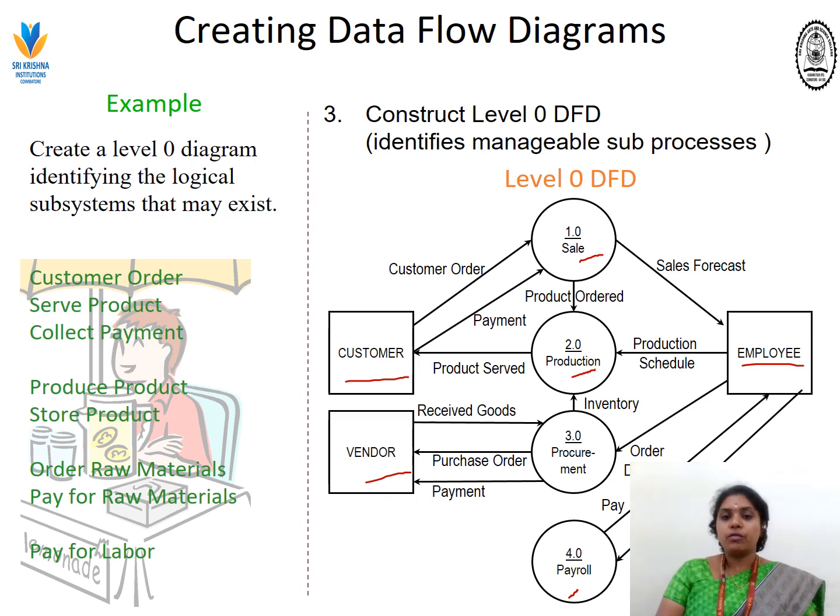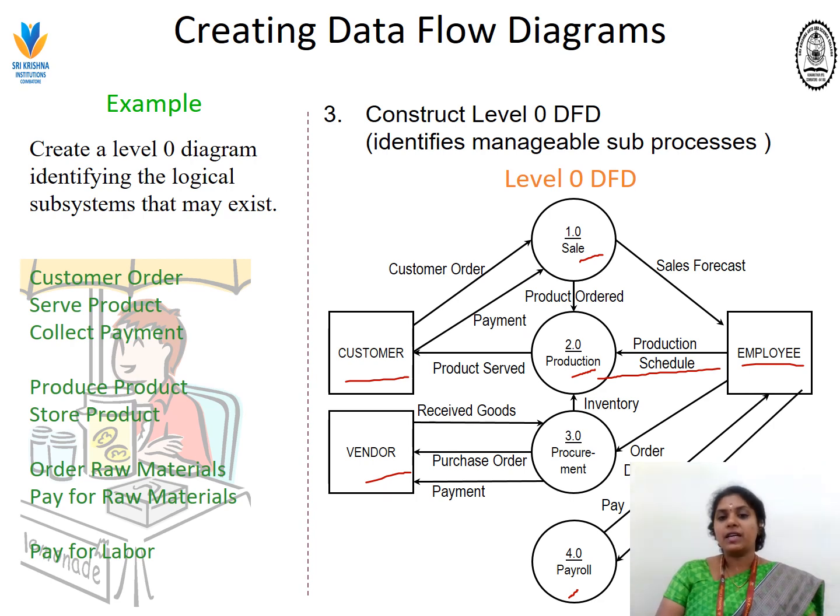So what we have to do for the selling process is this: the customer has to order, and the sales forecast is passed to the employee, and then production takes place. In this production process, the system has to send the service to the customer.